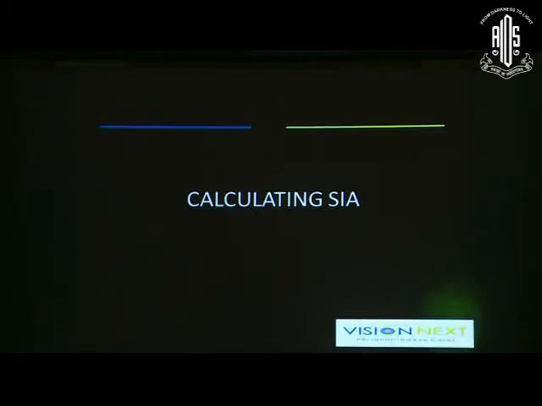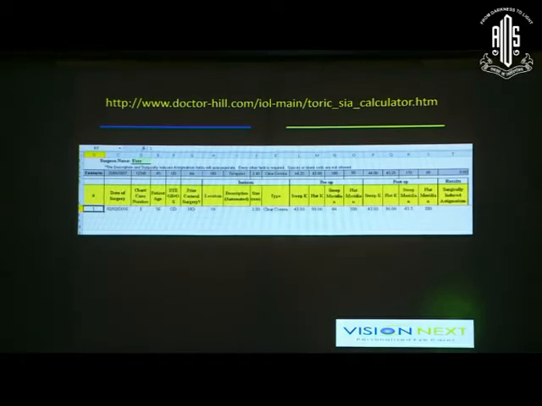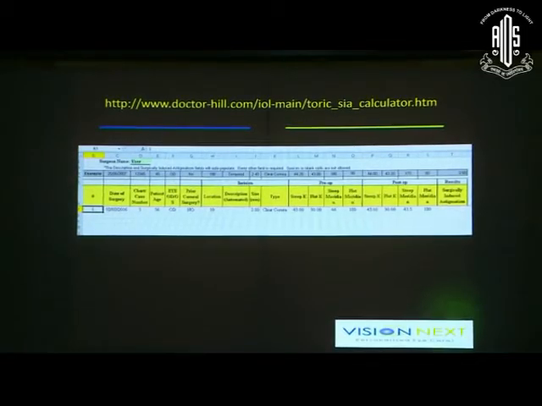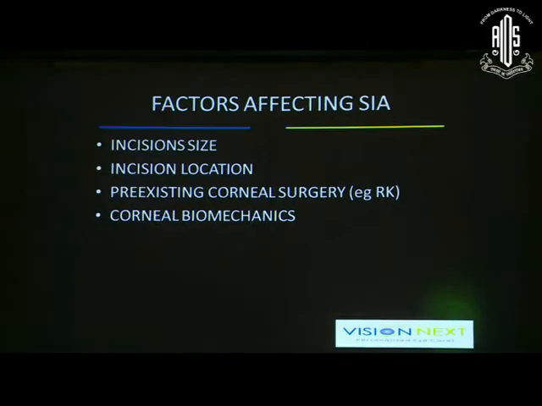Now I have the topography values with me. In one hand, I have the accurate keratometry values. The second thing I require is my SIA. For that, we have a simple online calculation available. Just download this Excel sheet, put in your keratometry values, pre-operative and post-operative accurately, your incision size, site, everything, and at the end of 50, 100 odd cases, you'll have a perfect SIA of yours.